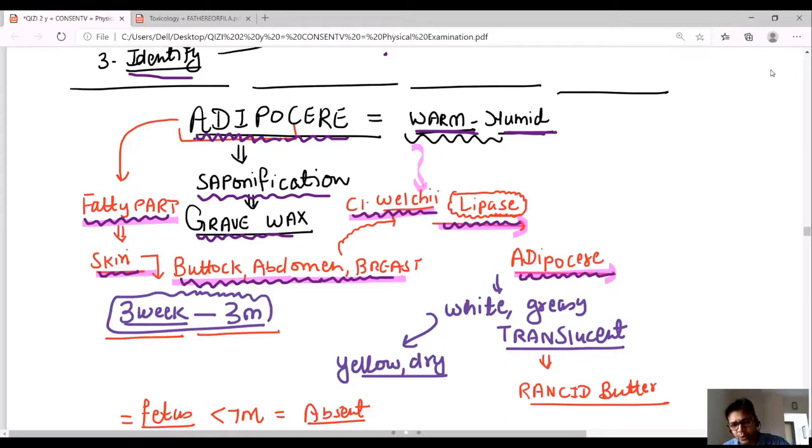Sir, what does adipocere look like? It is white, greasy, and translucent, and has a rancid butter smell. When it becomes old, it becomes yellow and dry. Now this question comes: what is the time required for adipocere? The time required is 3 weeks to 3 months.